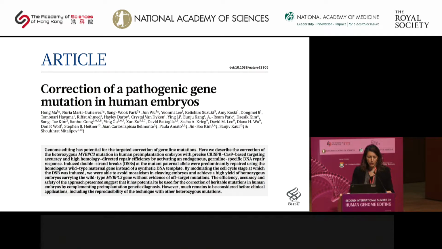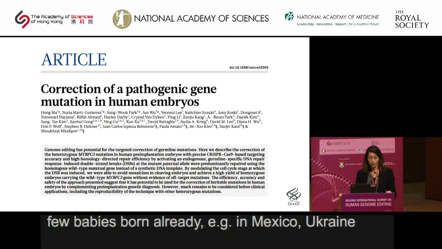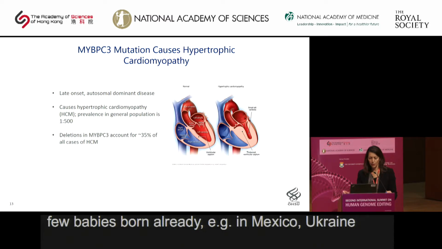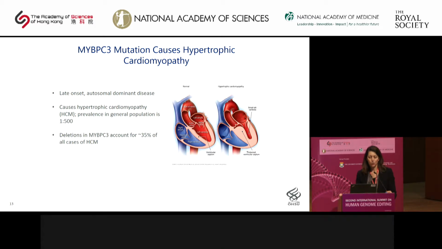So we then switched our attention to nuclear gene mutations. The development of CRISPR-Cas9 allowed us to target nuclear genes, and the first gene we targeted was one called MYBPC3. This is an autosomal dominant mutation that causes a condition called hypertrophic cardiomyopathy, which leads to an enlarged heart, which can cause sudden cardiac death in people who have this condition.